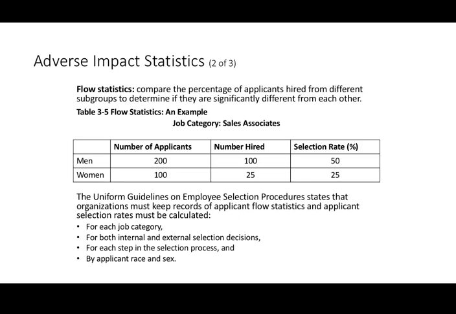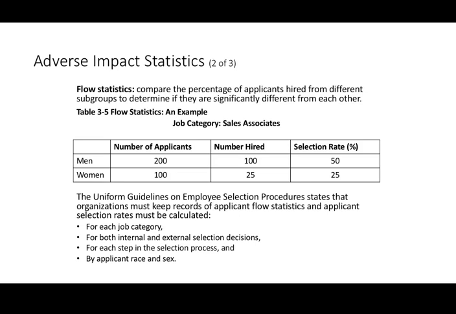We also apply the 4/5 rule to flow statistics, which is the most common way that we apply the statistics. Basically what we're looking for is comparing the selection rate of our majority group to the selection rate of our minority group to make sure that even if we don't have a lot of applicants from a particular area, that we are hiring them at the same rate we're hiring the majority group.